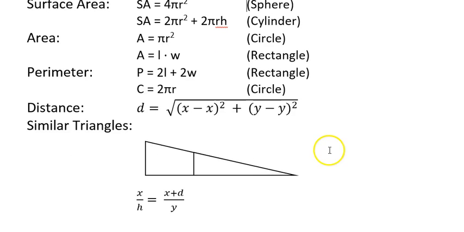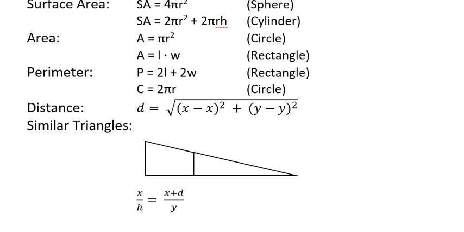The distance formula, I just say x minus x and y minus y instead of x2 and x1 and y2 and y1, because when you subtract and square, it doesn't matter which one you put first. So there's your distance formula.